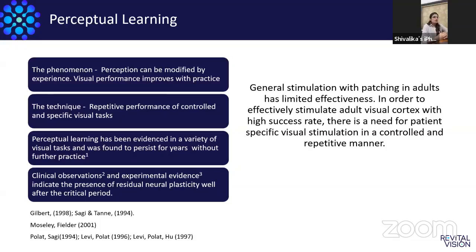So to relate to it would be for us getting better at a particular skill. For example, as an optometrist, you would be able to relate to the skill of doing retinoscopy, right? When you started optometry, you might not be very confident in your retinoscopy skills, but after years of performing it again and again in a repetitive manner on different kinds of patients, getting better at it is what you have noticed. So that's a sort of perceptual learning in which you got so much better at performing a particular skill. Okay, so that's the fourth and a very important scientific building block on which Revital Vision works.